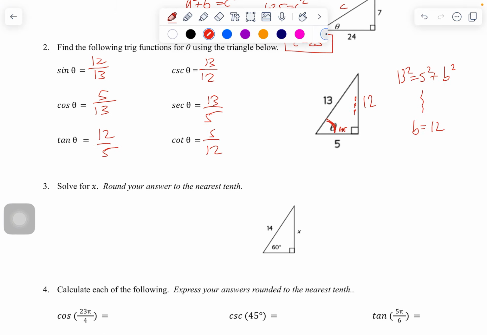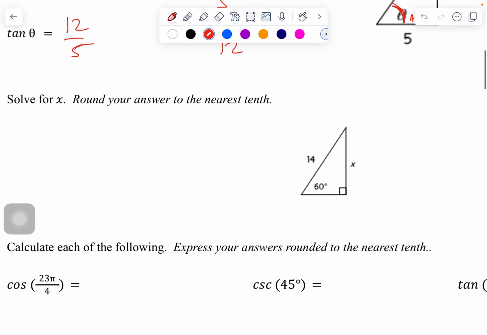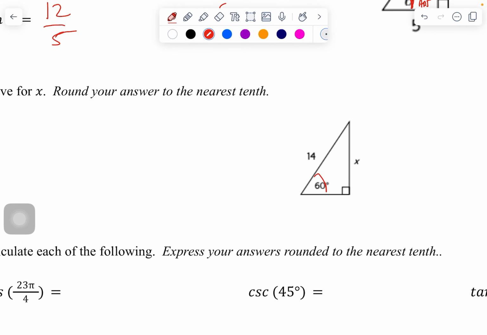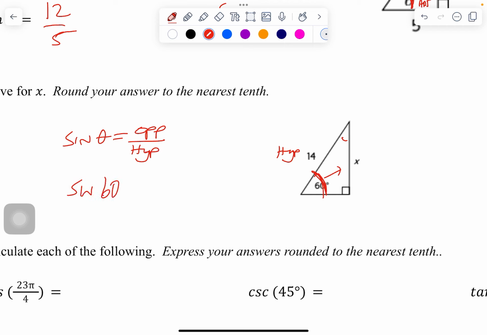All right, next up here, solve for x, round your answer to nearest tenth. Again, we're putting ourselves where the angle is. For those of you that missed this one, for some reason we were using the other angle here. I'm not sure why. But if we're putting ourselves where the angle is, the x is the opposite side, and we know the hypotenuse, which means we're using sine by definition, which is opposite over hypotenuse. So when I plug everything in, I get sine of 60 equals x over 14.